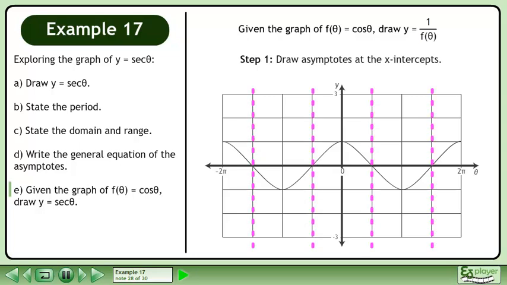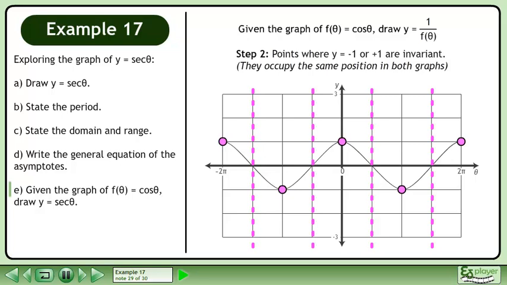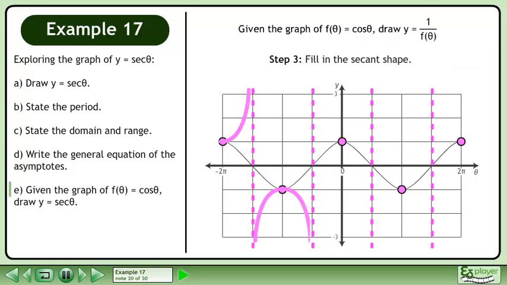In step 1, draw asymptotes at the x-intercepts. In step 2, points where y equals negative 1 or positive 1 are invariant. This means that they occupy the same position in both graphs. Finally, in step 3, fill in the secant shape.